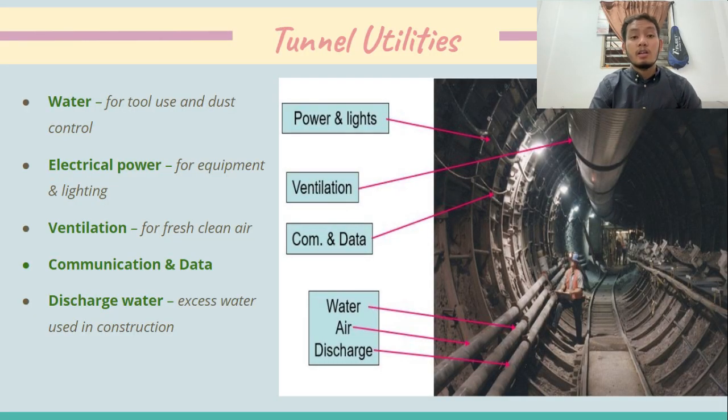Okay, next is tunnel utilities. So there are several tunnel utilities installed in the tunnel. Firstly is water. Water is commonly used for dust control. Next is electrical power. Electrical power functions to supply electricity, such as for the lighting in the tunnel. Next is ventilation. Ventilation is to supply fresh air into the tunnel. Then communication and data.